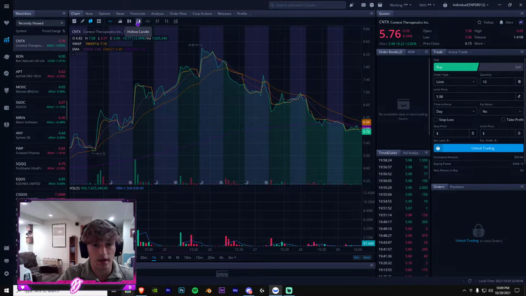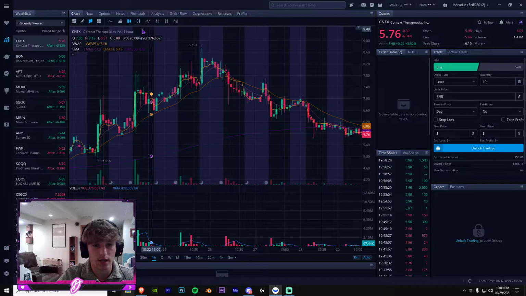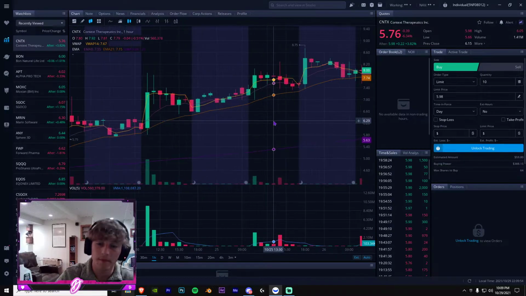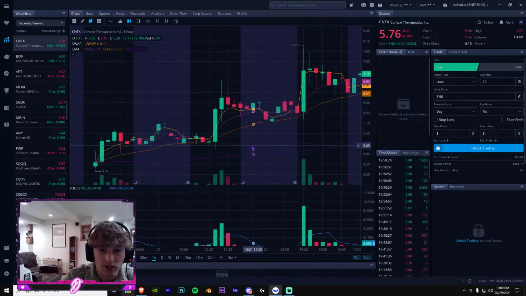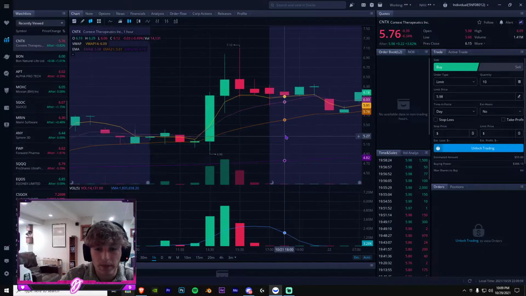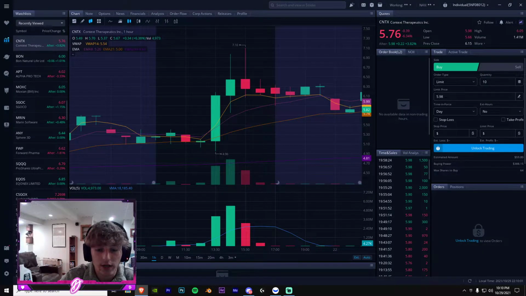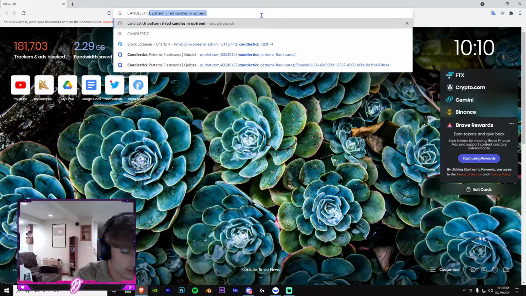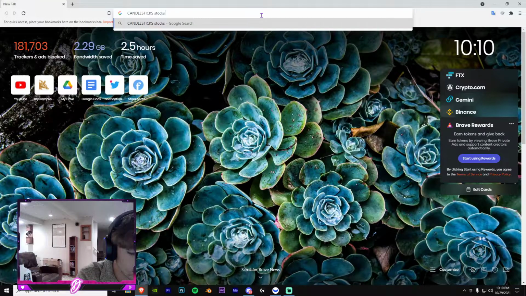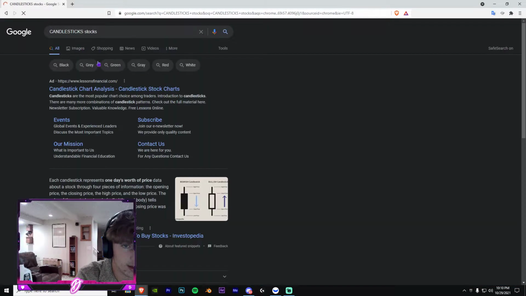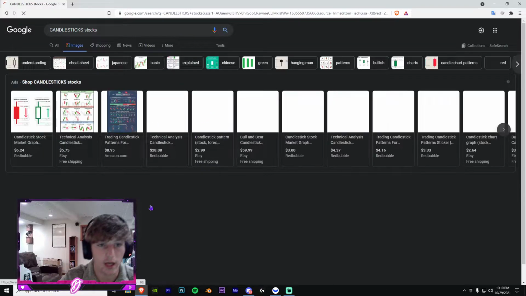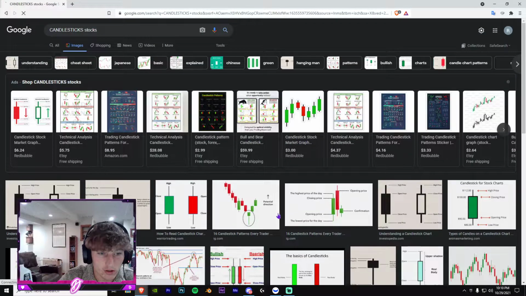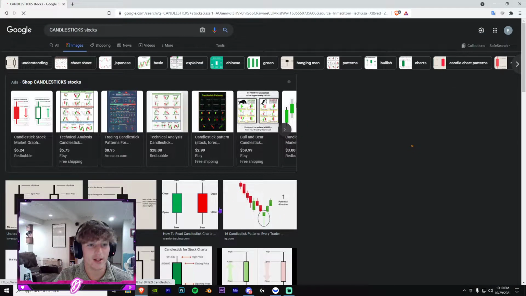But if I go to this option that says hollow candle or candle, I'm gonna use candle for now. Hollow candle is a little bit different. If I go to this option, we see a bunch of candles. So what are candles? Let me actually Google this for you guys, it might be a little better seen. If we type in candlestick stocks, this is all very Googleable. Let's go to this one.